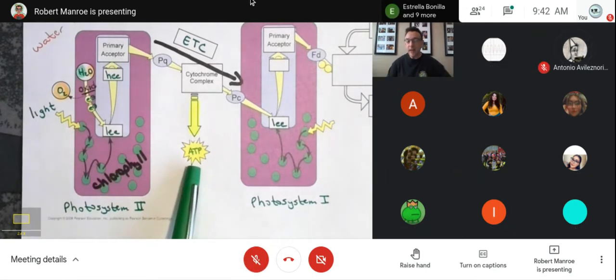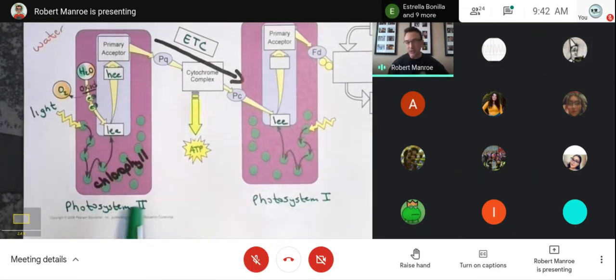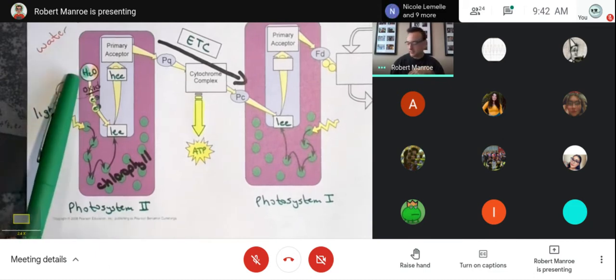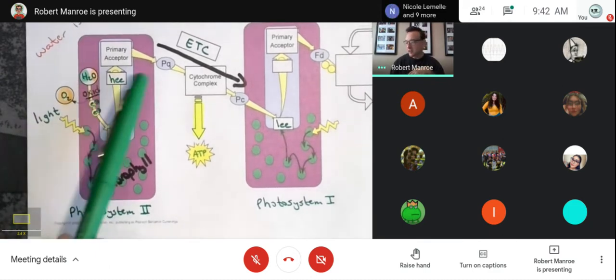ATP. That's the whole point of photosystem 2. Photosystem 2 does three things. It oxidizes water, it excites electrons, and then makes ATP. That's the job of photosystem 2. Oxidize water, excite the electrons, make ATP.